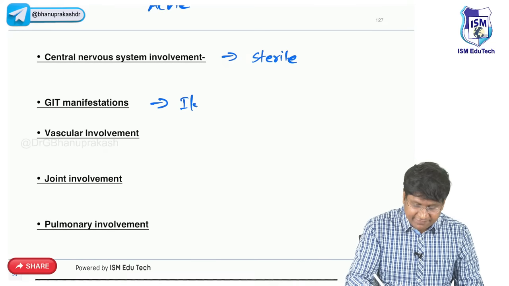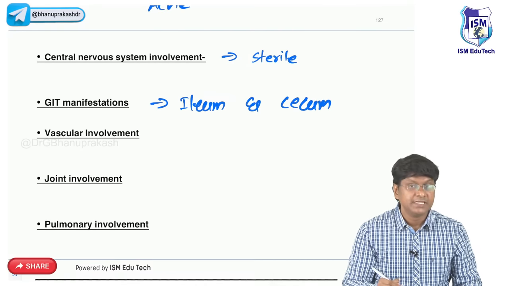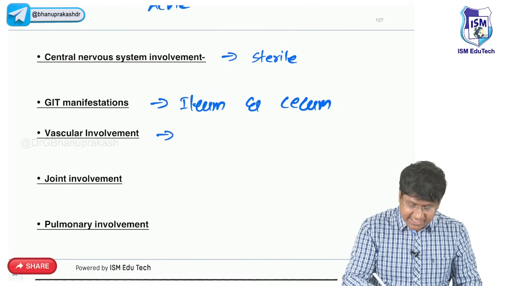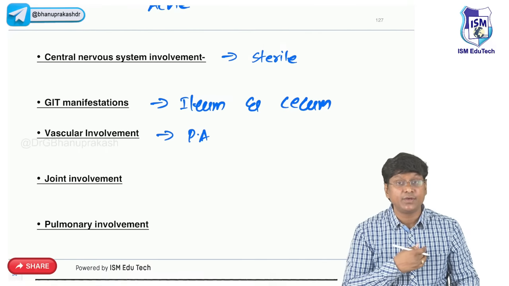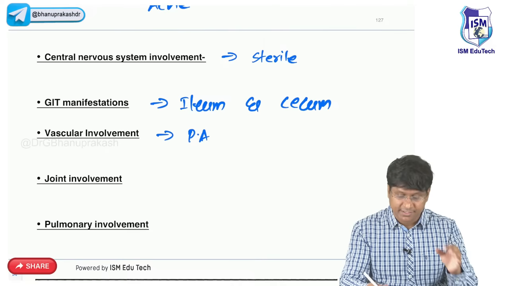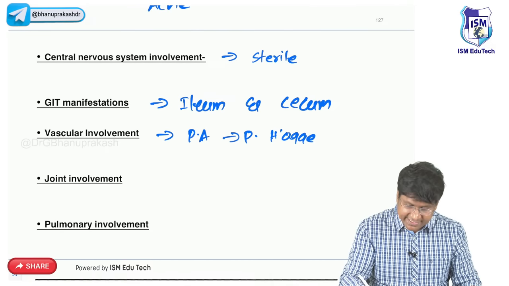Where exactly will be the aphthous ulceration? That will be in the ileum and as well as the cecum. Then vascular involvement. What will be the vascular involvement is, there will be involvement of pulmonary artery causing pulmonary artery aneurysm. And if this pulmonary artery aneurysm ruptures, there can be development of pulmonary hemorrhage in these individuals.